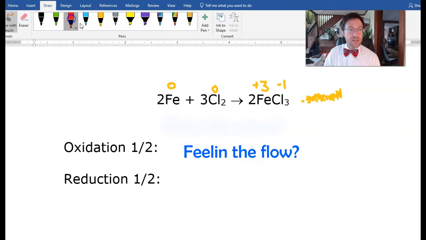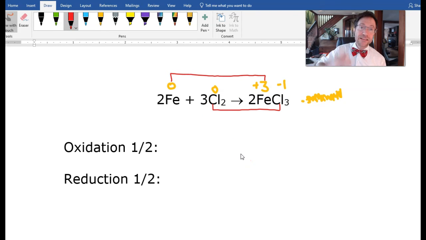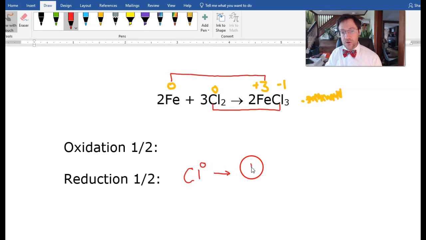And so, you know, we're gonna do the same old. Iron goes from 0 to +3. Chlorine goes from 0 to -1. I think I'm going to do the reduction first because that's what my eyes see easiest. I can see that chlorine goes from 0 to -1. I see that that's lowering, reducing. So here's my reduction half. I'm going to do chlorine 0 turns into chlorine -1. How many electrons? What side? Well, the difference in charge is 1, so I'll need 1 electron, and I'm going to put it right here. That gives me -1 on that side, -1 on that side.